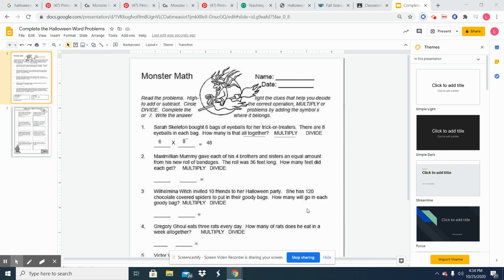Today we're going to practice multiplication and division word problems. Monster math. Read the problems. Highlight the clues that help you decide to add or subtract. Circle the correct operation. Multiply or divide. Complete the problems by adding the symbol times or divide. Write the answer when it belongs.